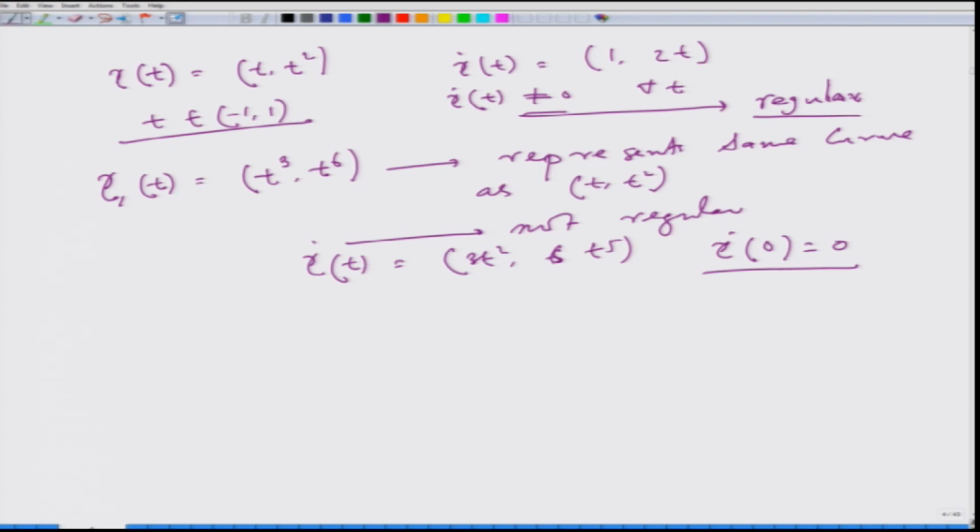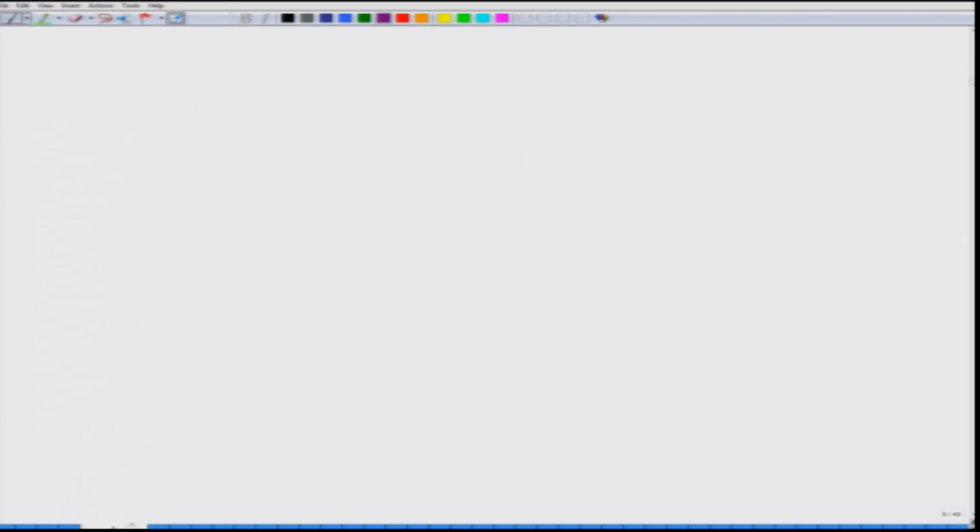But to state that as a theorem or state that as a result, I will first talk about a self invariance of a curve, which is known as arc length.